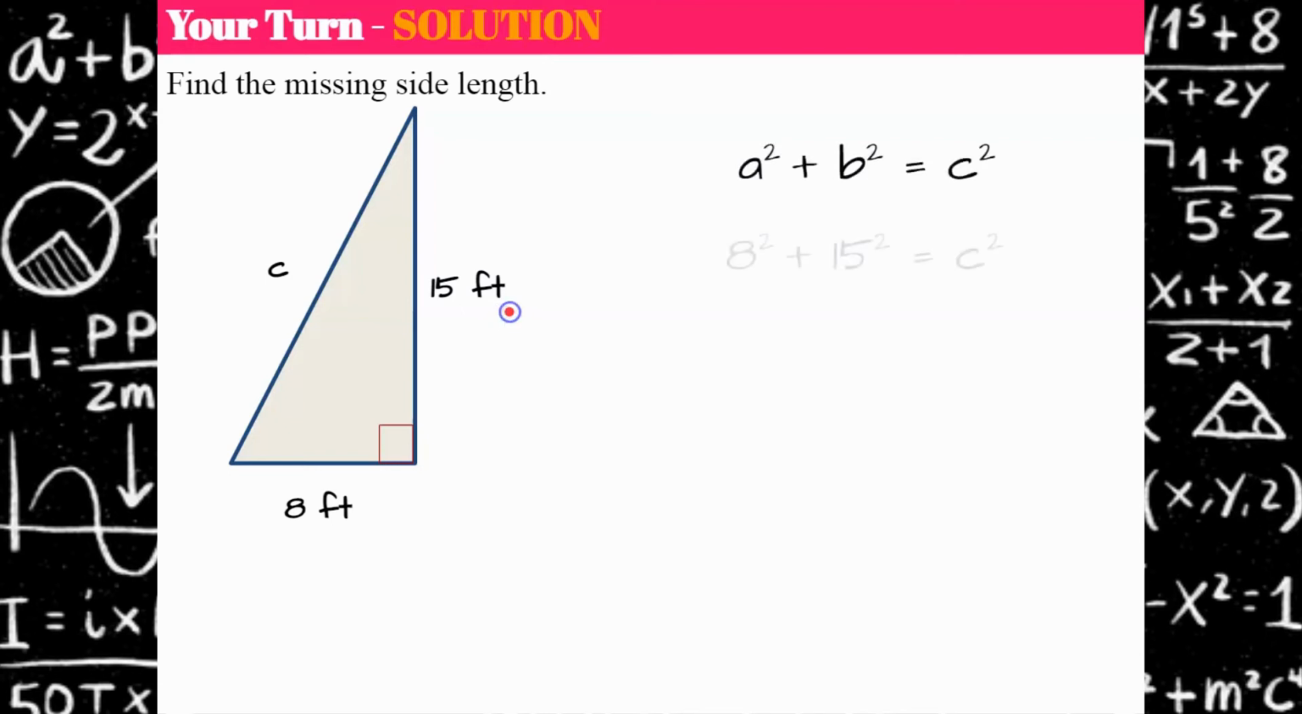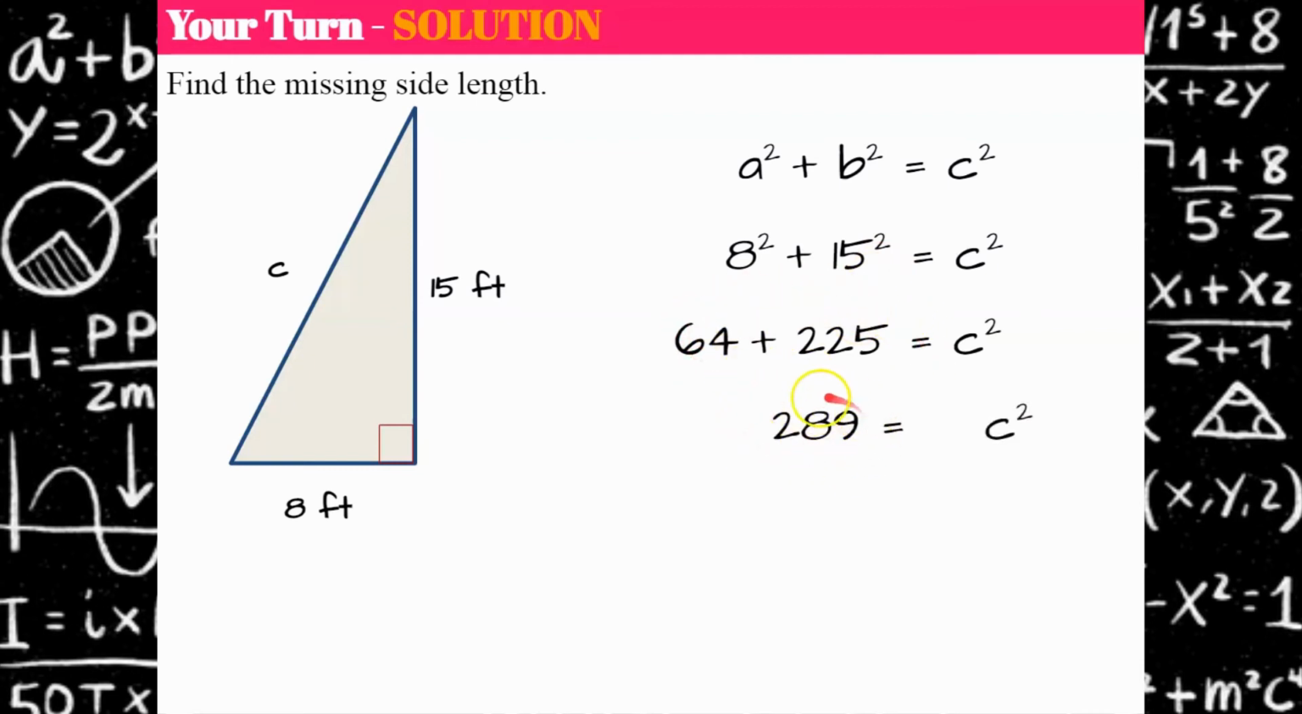So the first thing I want to do is fill in what I know. I said that 8 feet, that side 8, was my A, and that 15 was my B. So these are my legs, my A and B, because they form the right angle, and I'm missing side C, the hypotenuse. So now I'm ready to do the math to solve for C. 8 squared is 64. 15 squared is 225. Add 64 and 225, and you get 289. Now I want to know what C is, so I'm going to find the square root of both sides.